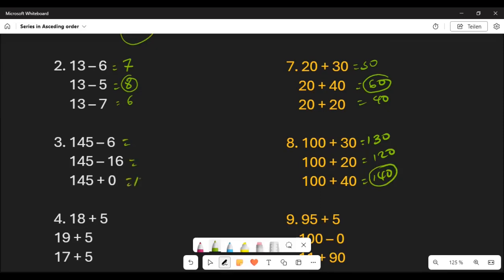Now let's look at 145. 145 plus 0, that's going to give us 145. 145 minus 16, that's going to give us 129, sorry. And 145 minus 6 is going to give us 139. So you look at all of them, 139, 129, 145, and 145 is the largest answer.